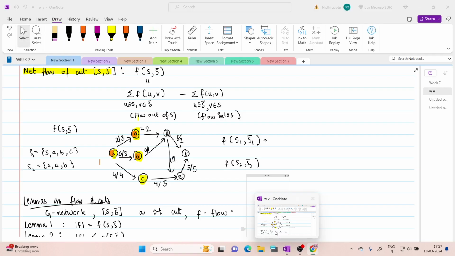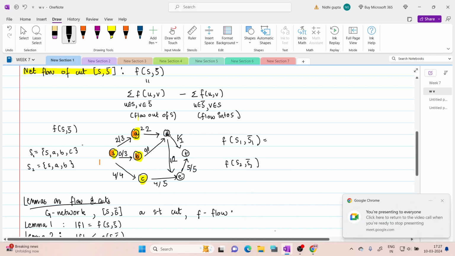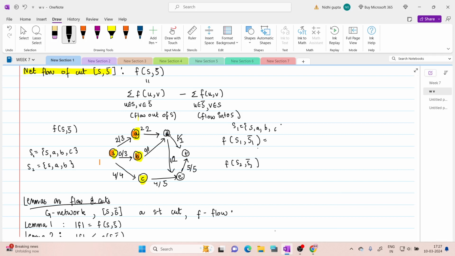Okay. So we are given S1 and S1 bar as a cut. That means S1 has vertices S, A, B, C, and S1 bar, the complement, has the leftover vertices D, E, T. Now we have to compute the net flow of this cut. So what do we mean by the net flow of this cut? First we look at all the edges going from S1 to S1 bar, that is, edges whose initial vertex is in S1 and final vertex is in S1 bar.